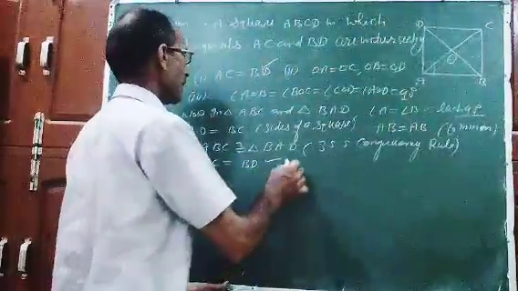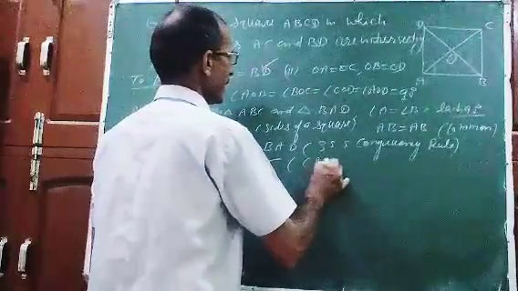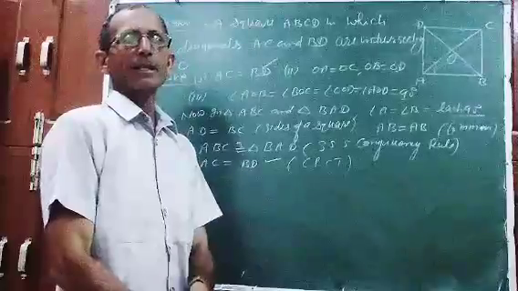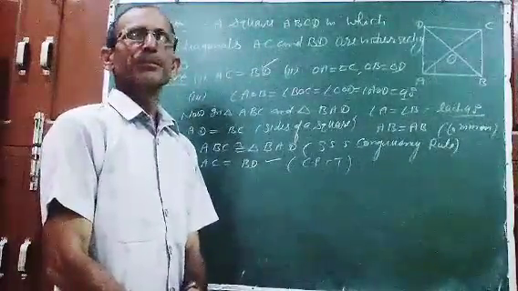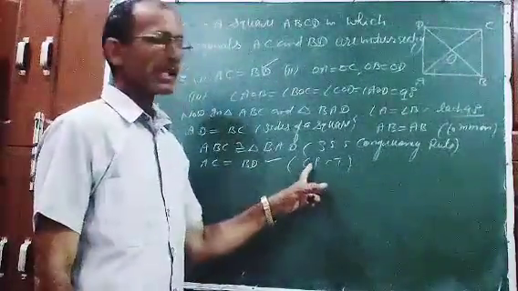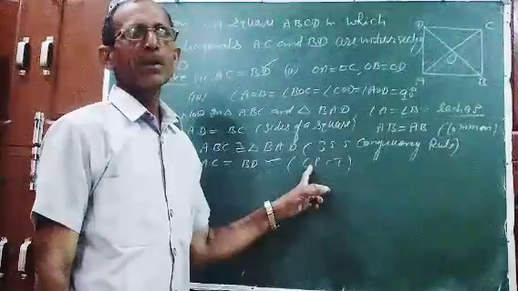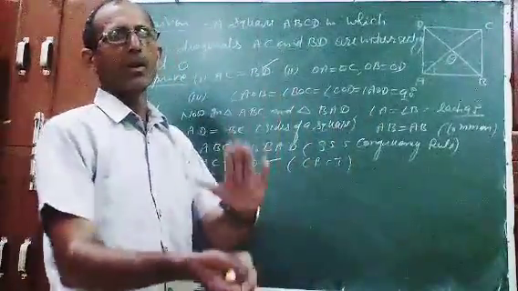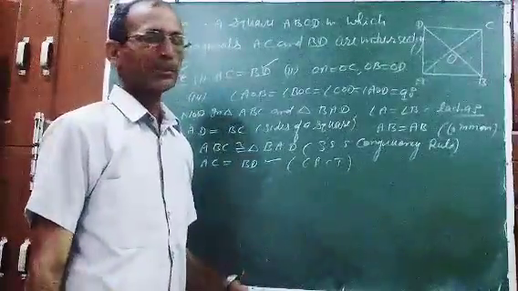For this you will write the reason CPCT. This is a must. We have to give the reason also, because in a theorem this is a must. So CPCT, corresponding parts of congruent triangles. Triangles are congruent. It means that all the parts are equal.